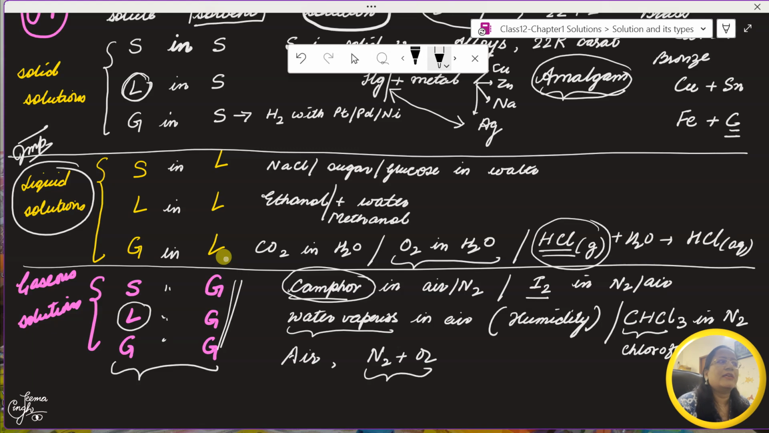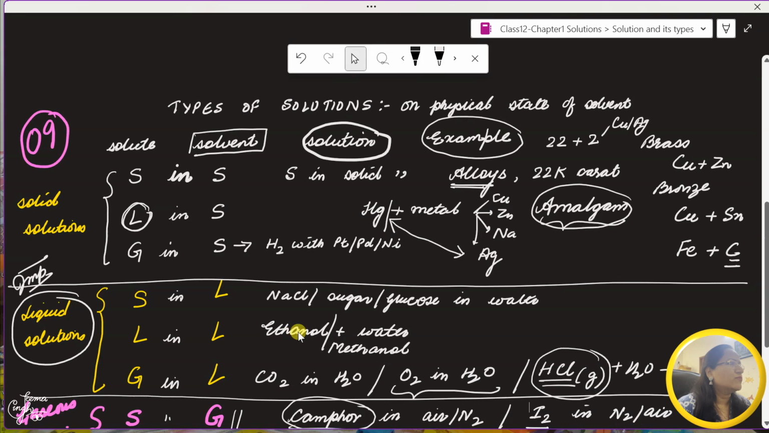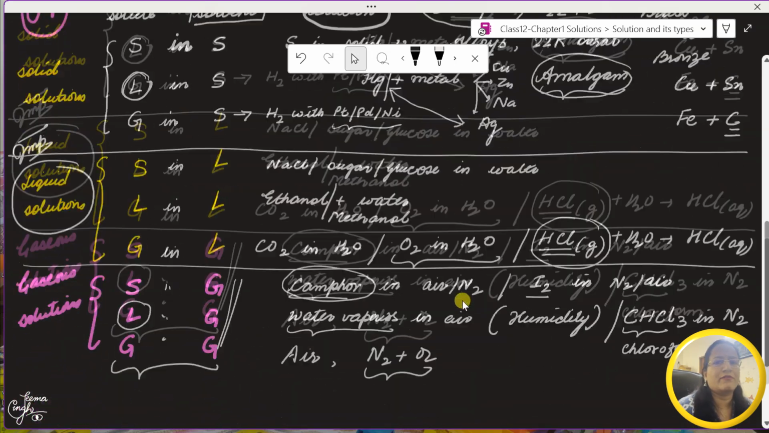Liquid and liquid, ethanol, methanol in water. Solid and liquid, very simple, NaCl, sugar, glucose in water. You're doing that at home, right? When you prepare mixtures. Moving on to the last category, that is solid solution. Solid in solid, remember alloys. For liquid and solid, remember amalgams. For gas and solid, just remember hydrogen gas mixed with any of the catalysts, platinum, palladium, nickel. You have been learning this in the form of a reaction, hydrogenation, right? So these are the 9 types of solution based on the physical state.